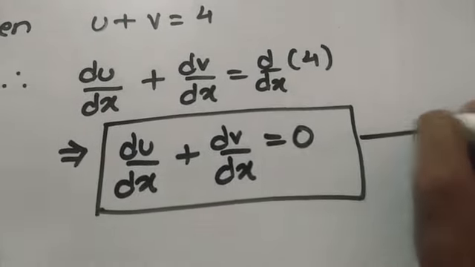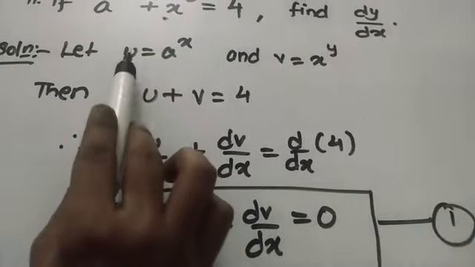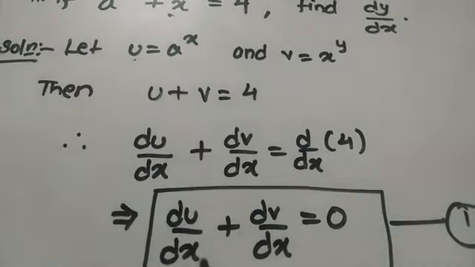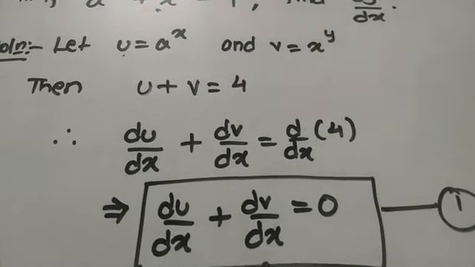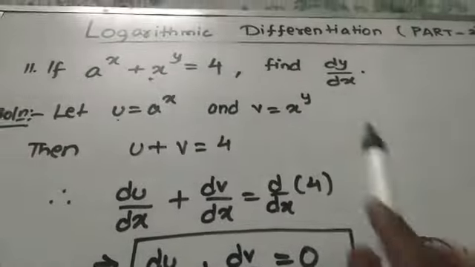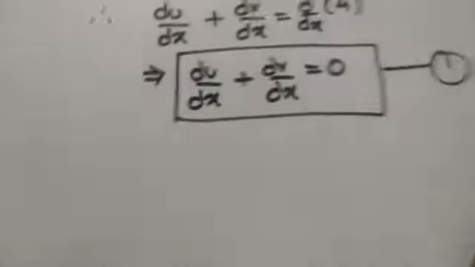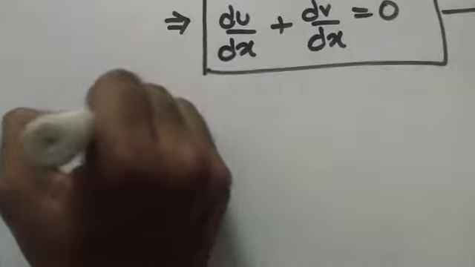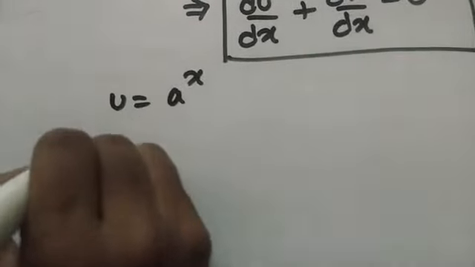So we will name this expression as 1. From this u we will find our du by dx, we will put it here. From here we will find our dv by dx, we will put it here in expression number 1, and we will get our dy by dx. So let's start. So what was the u? U is a to the power x. So what is du by dx?